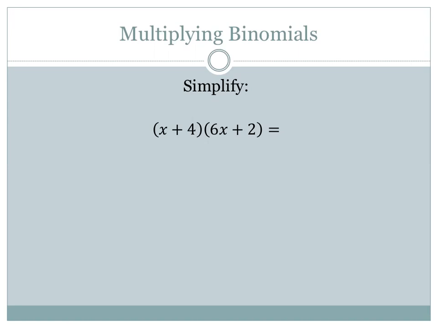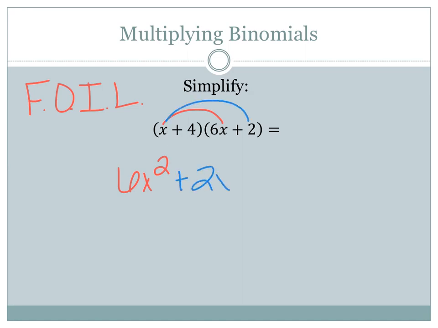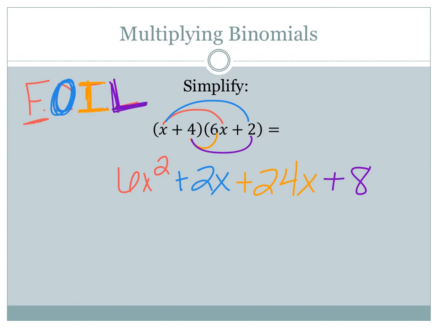This one we'll do again with the FOIL method. So first, outside, inside, last. So x times 6x is 6x squared first. Outside, inside, last. Okay, and when we combine like terms, 6x squared plus 26x plus 8.